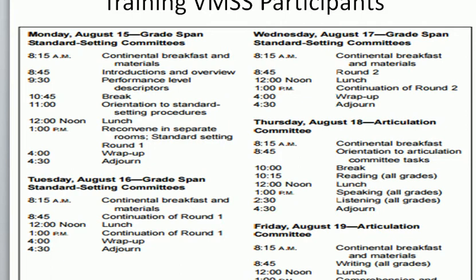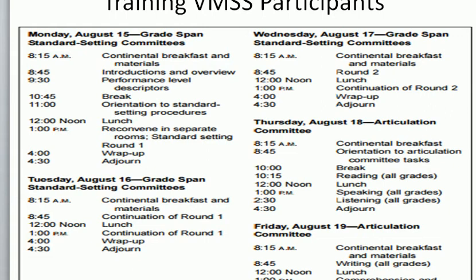At 1, reconvene in separate rooms, standard setting. This is round 1. At 4, wrap up, and 4:30 adjourn. It means the whole process is repeated.